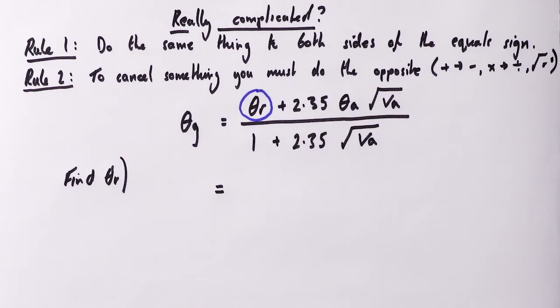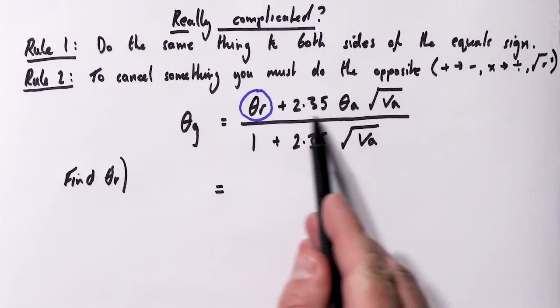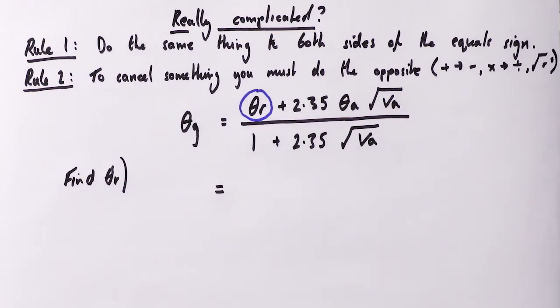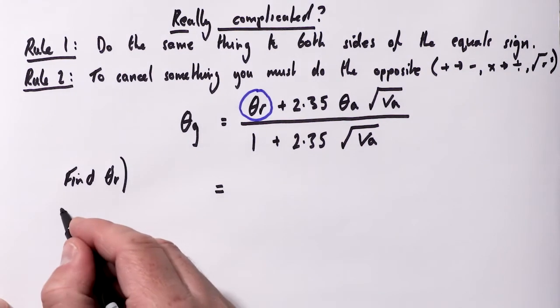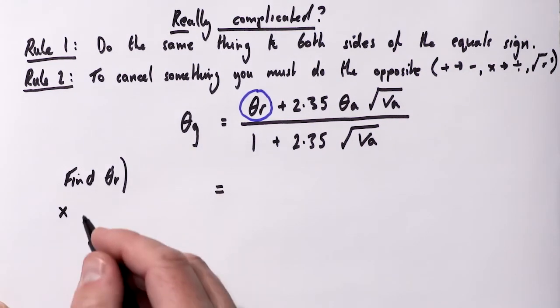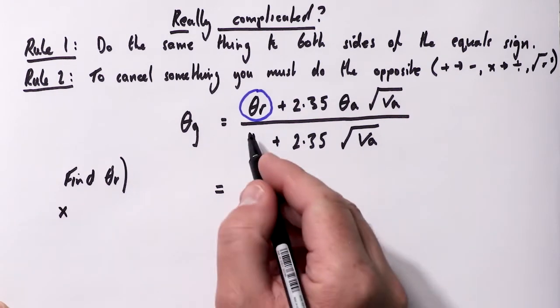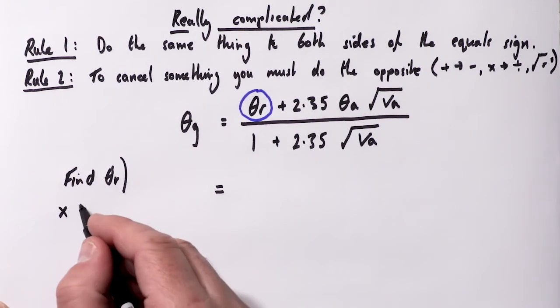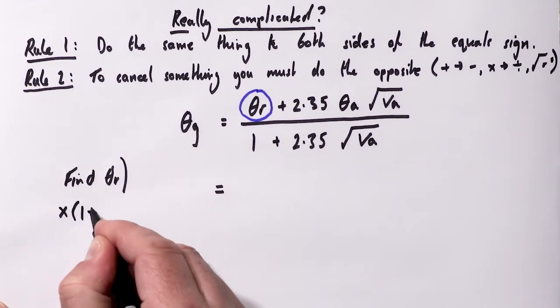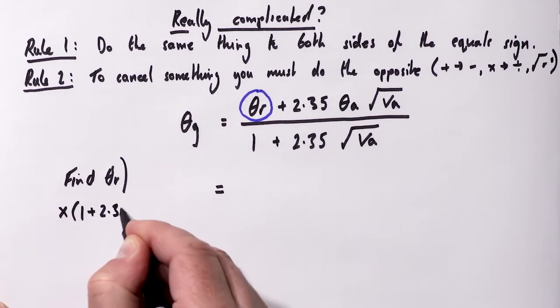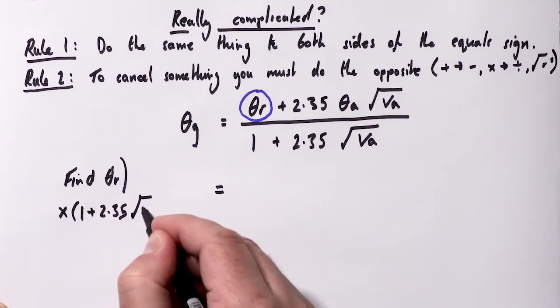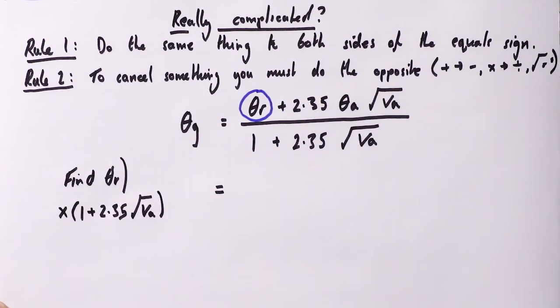Well, one of the first things we can do is, you've got this huge section, this whole bottom section. If we got rid of that, that would mean we've only got thingy R with the top bit. So what we can say is, okay, it's divide by that whole bottom section, so I'm going to take the whole thing and times it by that bottom section. And I'm going to put it in brackets so that I know I've got that whole bottom bit. So I'm going to say times 1 plus 2.35 the square root of VA. And I'm going to do that on both sides of the equation.